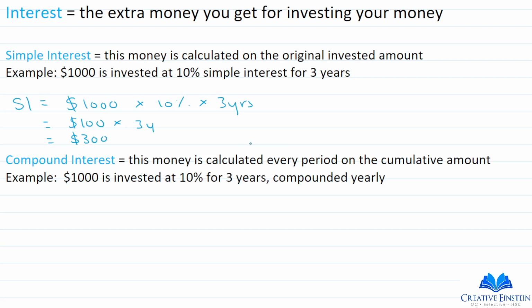So at the end of those 3 years, you'll get $300 in interest, but you'll also get your $1,000 back. So the end amount is going to be $1,300.